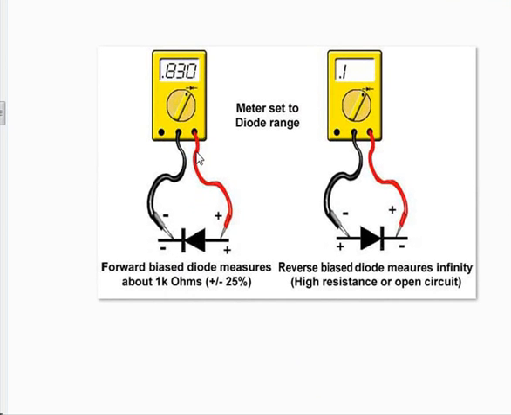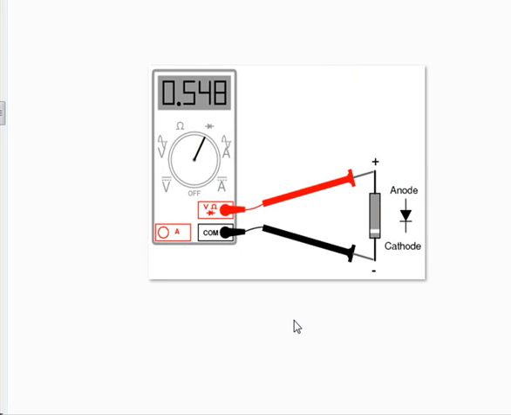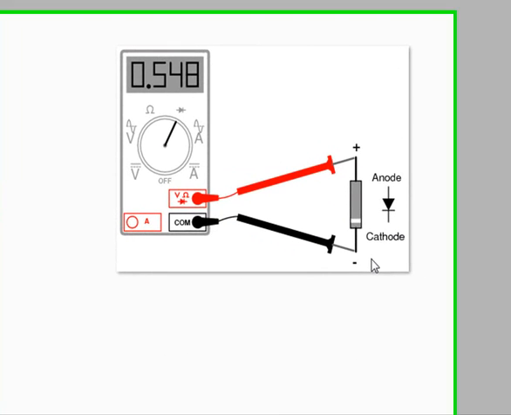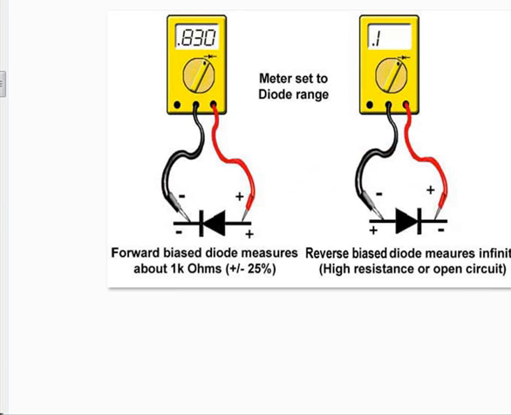So this is the situation where we take the red to the anode side and black to the cathode side, and we get some reading. And if we do it this way, just the reverse way, we will not get any reading. And if we look at a diode, there is a white band here. That white band is the cathode and the other side is the anode. So you have to take the red one to the anode side and the black one to the cathode side.